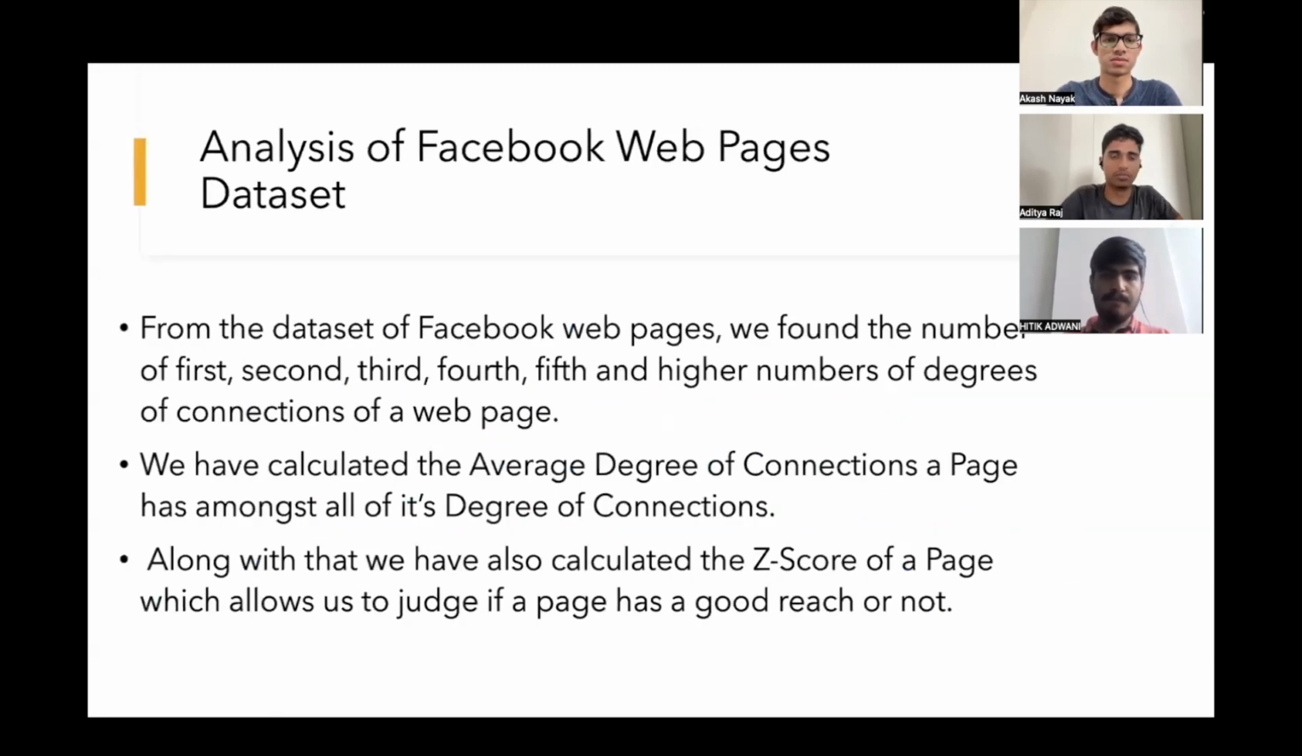So moving on to the second demo, which is the analysis of the Facebook web pages data set. From the data set, which we got from the SNAP website, we found multiple degrees of connections, which were defined earlier. So we classified them as first, second, third, fourth, fifth, and higher. We calculated the average degree of connections of a page. And we also judged the z-score of a page, which again is a mathematical operation. And we calculated some useful results from this.